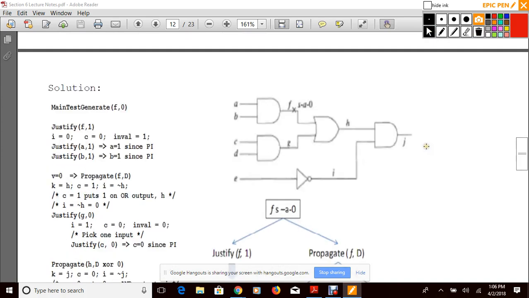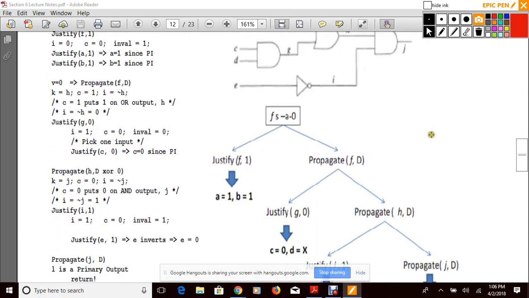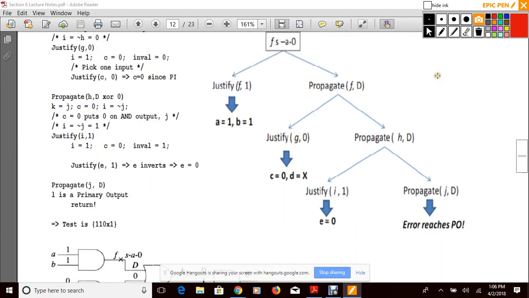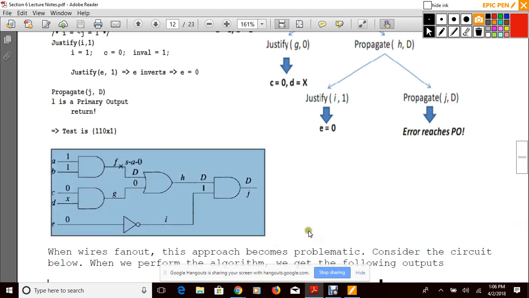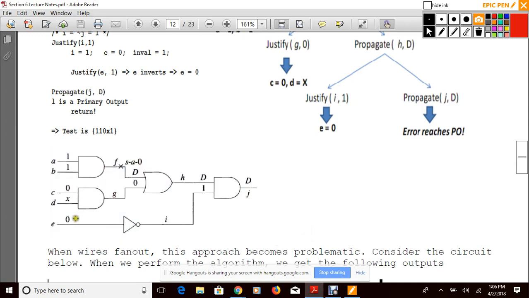So I included the whole algorithm, and basically what I just showed you is this chart here. So then here we've got the error reaching the primary output. And so as we set up here, that's the input, 1, 1, 0, x, 0.